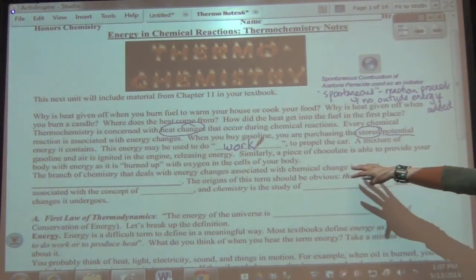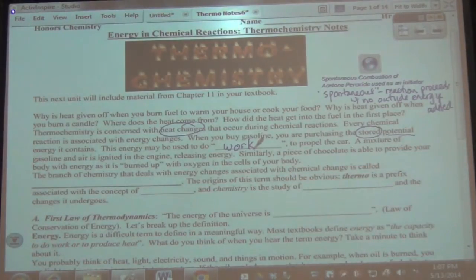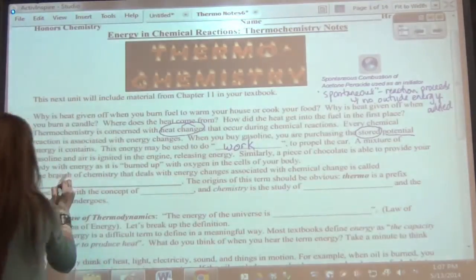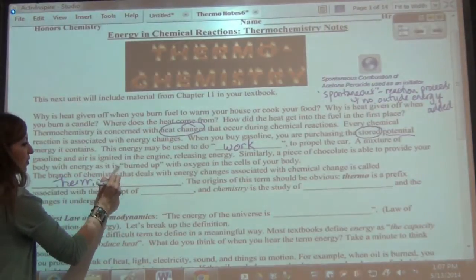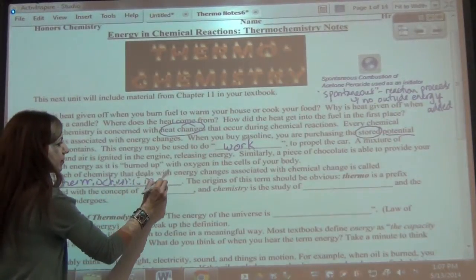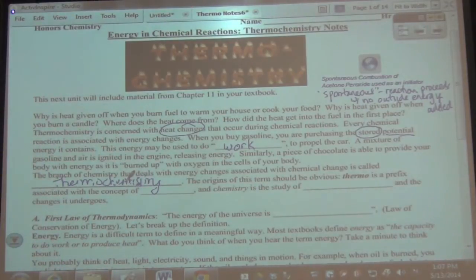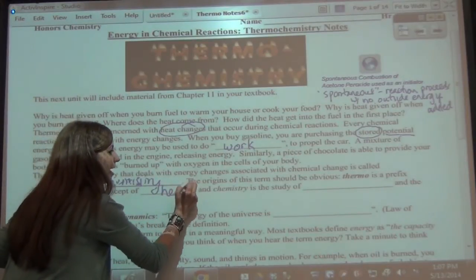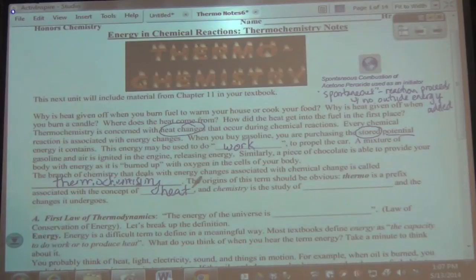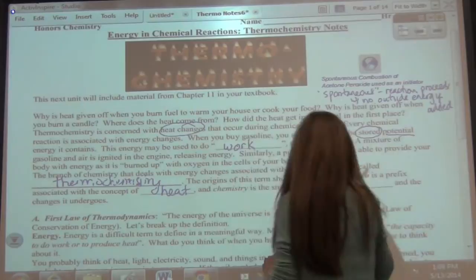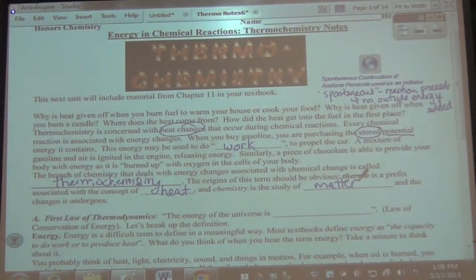Okay. So the branch of chemistry that deals with energy changes associated with chemical change is called what? What is this whole thing called? Thermochemistry. Yay. Thermochemistry. The origins of this term should be obvious. Thermo is a prefix that's associated with the concept of what? Heat. Very good. And chemistry is just the study of matter. Hey, it's what matters. Just kidding. Okay. And the changes it undergoes.